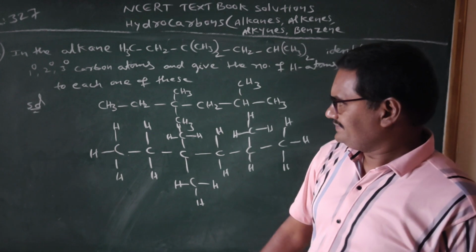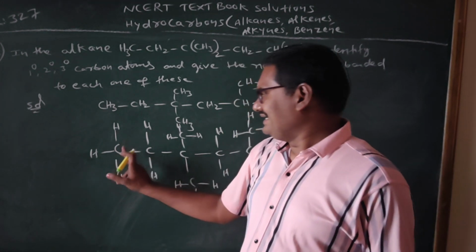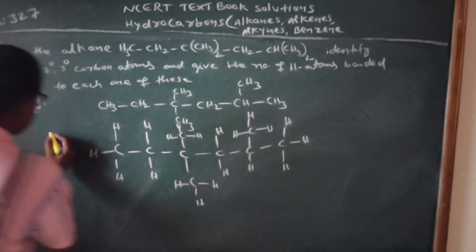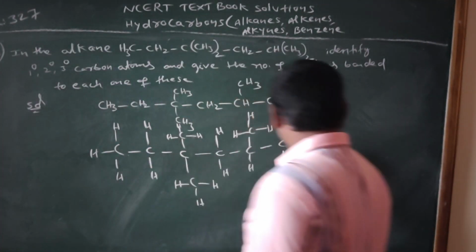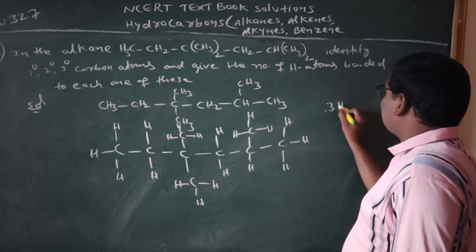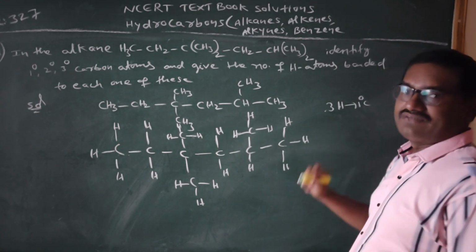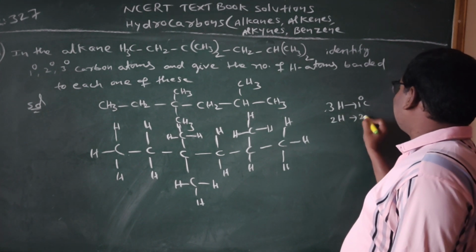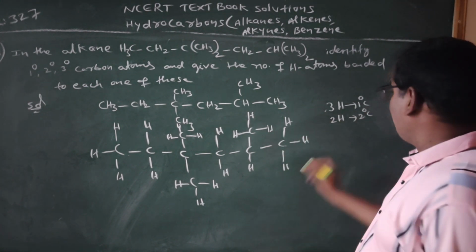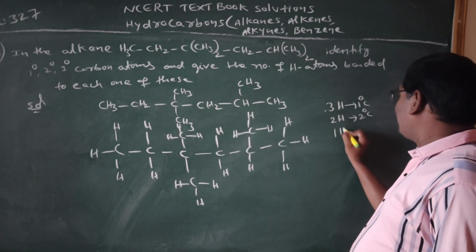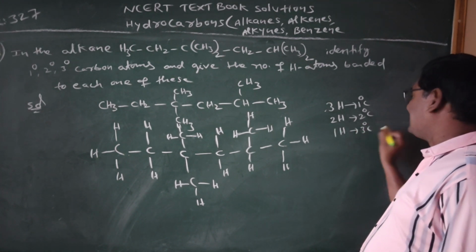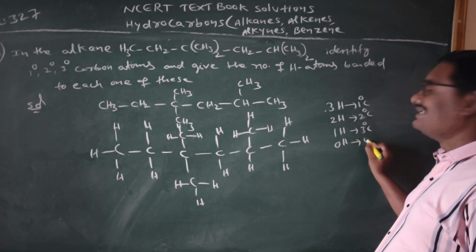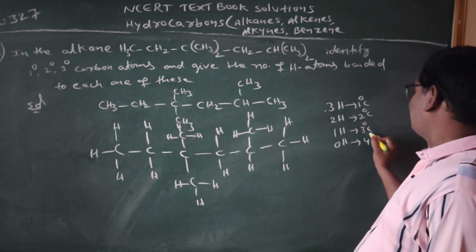So here see, it contains 3 hydrogens. If a carbon contains 3 hydrogens, then it is primary carbon. If a carbon contains 2 hydrogens, it is the secondary carbon. If a carbon contains 1 hydrogen, it is the tertiary carbon. If a carbon contains 0 hydrogen, it is quaternary carbon.